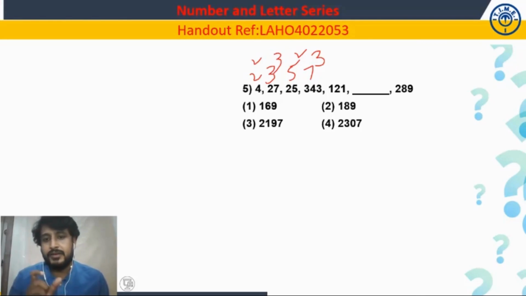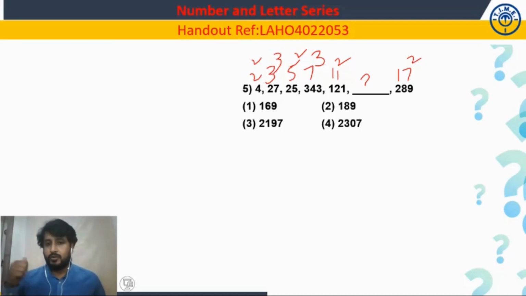Again, which classification does this come under? 2 3 5 7. Definitely the prime numbers classification. Fine. Now let's check the remaining numbers. 121 is 11 square. Now, here is a missing one. And 289 is 17 square. Now, observe the pattern. 2 square, 3 cube, 5 square, 7 cube, 11 square, blank, 17 square.